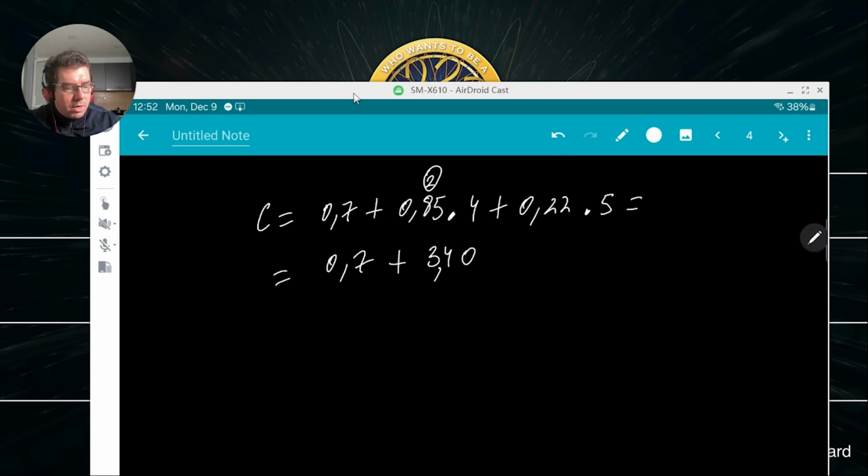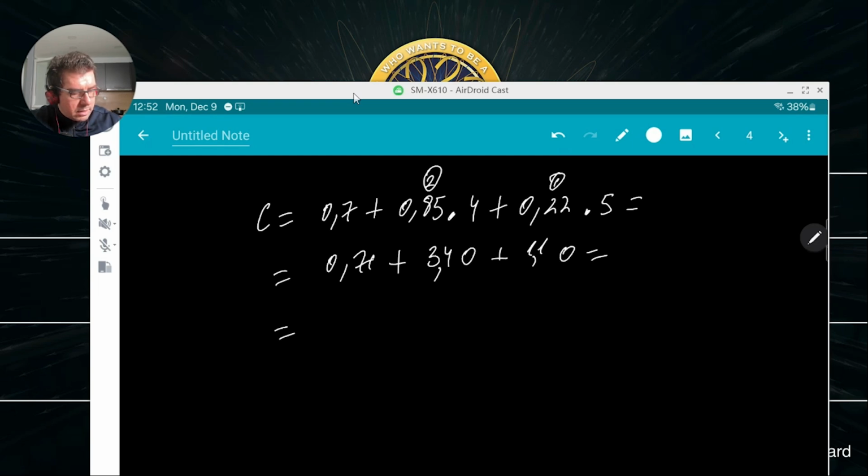Okay, so this will be $3.40 plus 2 times 5 is 10, 0, 1. 2 times 5 is 10, 1 is 11. Again, we add 2 digits after the decimal point. We get to 1.1. And now we simply add these numbers.